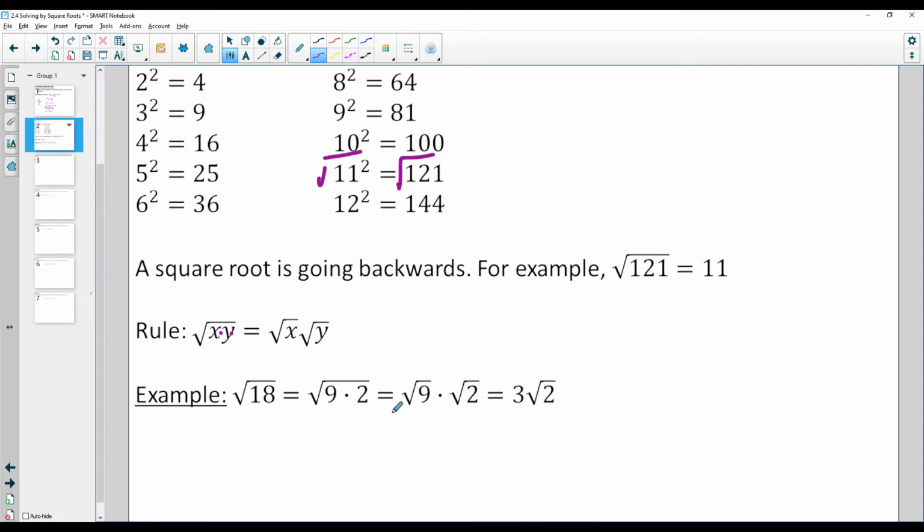Right? And another way I like to think about it, I kind of like to bypass this step. So if I can just think that 18 is the square root of 9 times 2, I can just say, okay, that 9 can come out as a 3. And then what's left is that square root of 2.